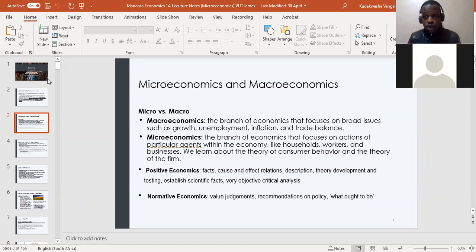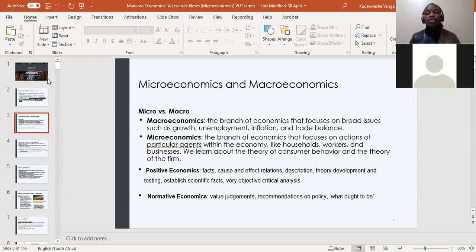Now that we've defined what economics is all about, there are different branches of economics that we can talk about. For example, there is macroeconomics and microeconomics. What you are studying in our Economics 1A is microeconomics, the study of the actions of particular economic agents: individuals, households, workers, businesses. We study how that particular entity makes the decisions that it makes.